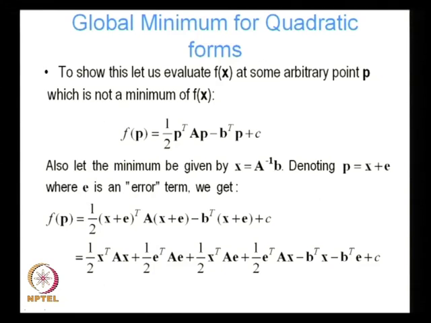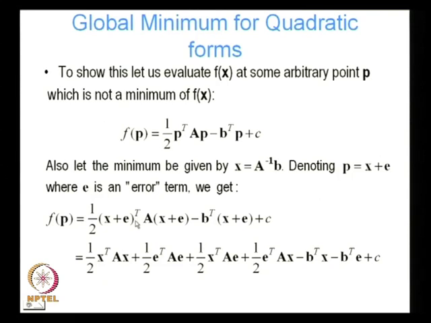So, I can write p is equal to x plus e. If that is true, then in this equation I can replace p by x plus e, right. If I do that, I get half (x plus e) transpose A (x plus e) minus b transpose (x plus e) plus c.